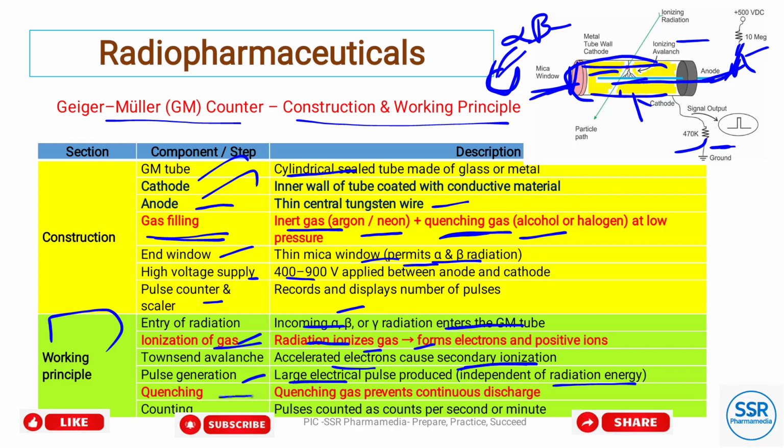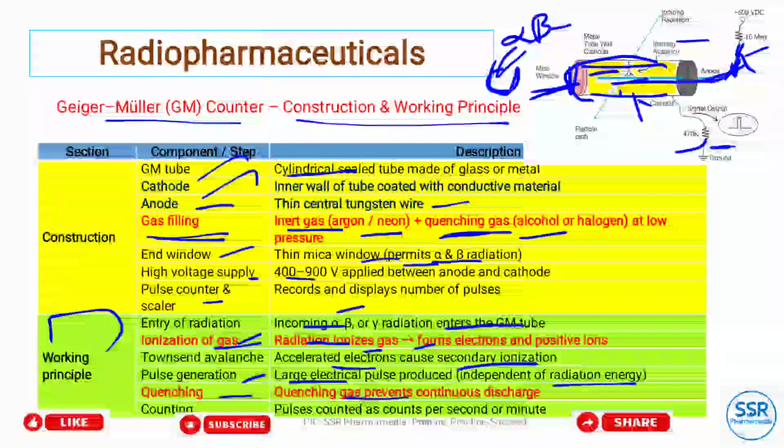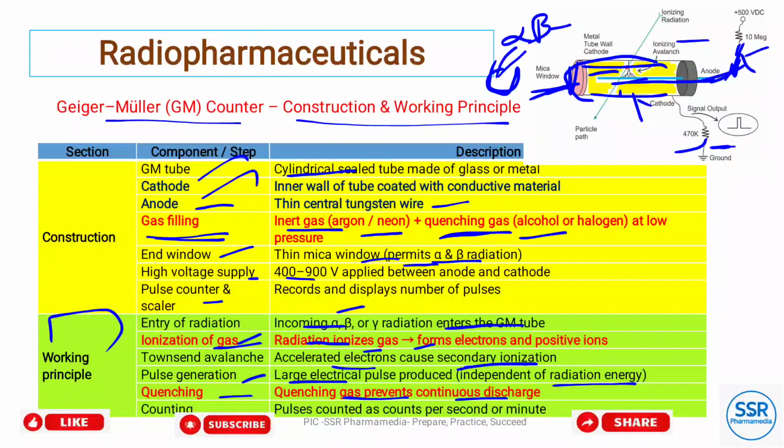And finally, quenching gas. Quenching gases prevent the continuous discharge and counting. The pulses are counted as counts per second. Finally, the readings are taken as the number of pulses per second. This is the working principle of the GM counter. Very simple. Once again, let me summarize.